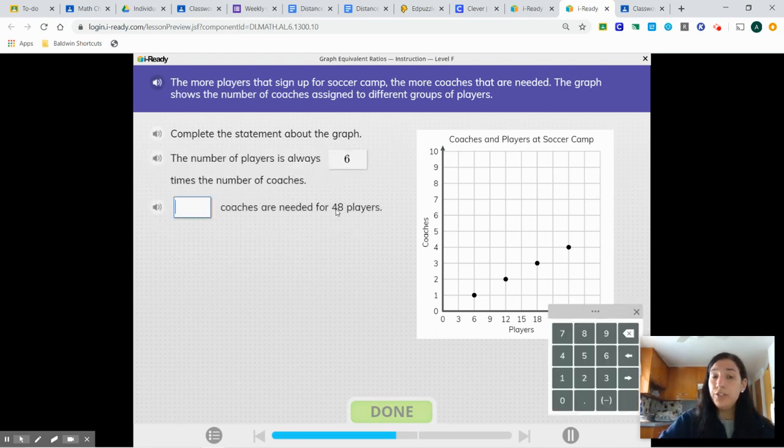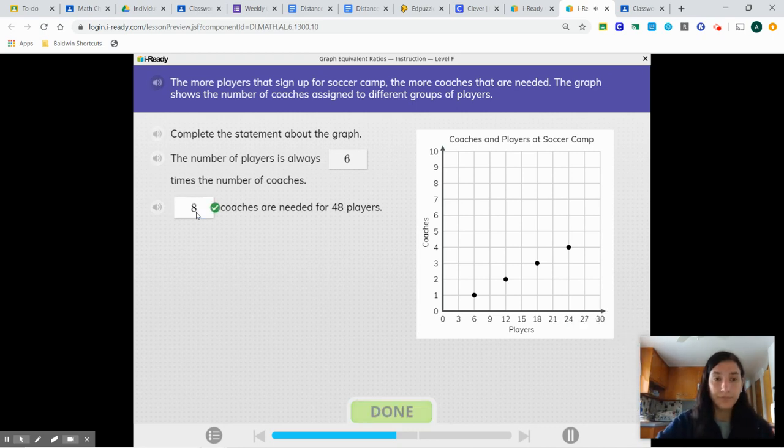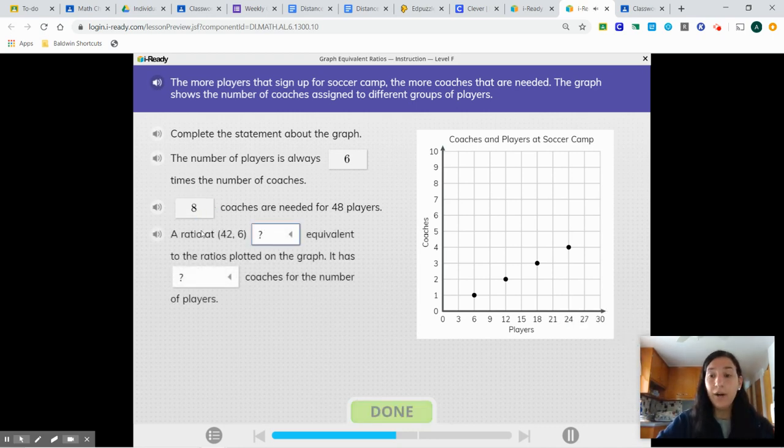Now, how many coaches do we need for 48 players? We're going to do 48 divided by 6, which will give us 8. That's it. Now, we want to look at this ordered pair, 42, 6. When we divide this, we get an answer of 7, or 7, 1. So that says there are 7 players for every 1 coach.